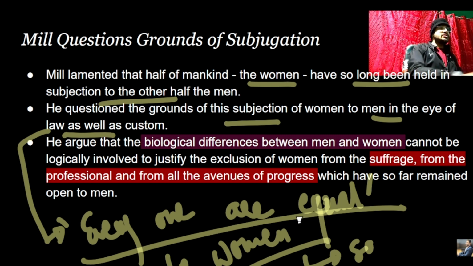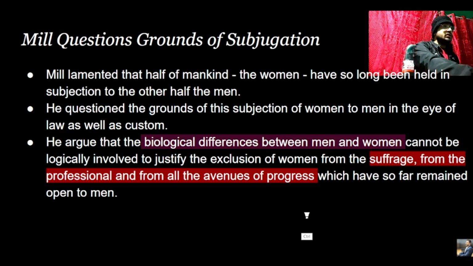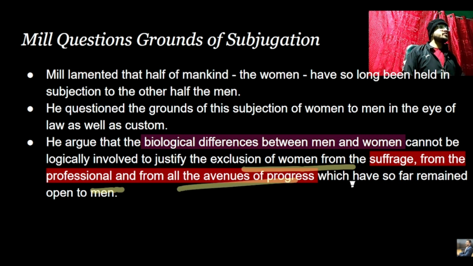He argues that biological differences between men and women cannot be logically invoked to justify the exclusion of women from the suffrage, from certain professional rights, and from the avenues of progress which have so far remained open to men, right? Just because of biological differences.